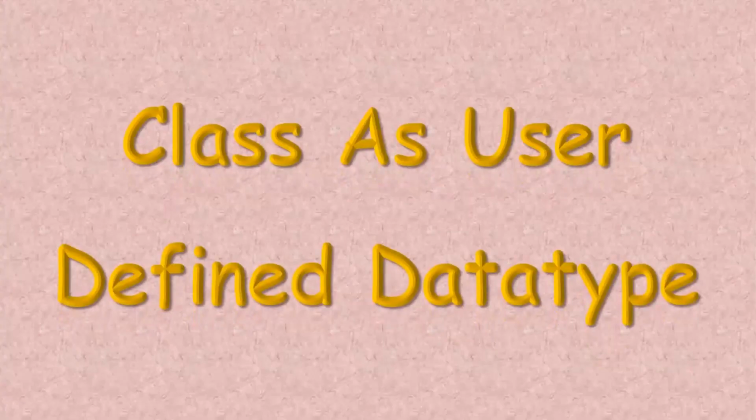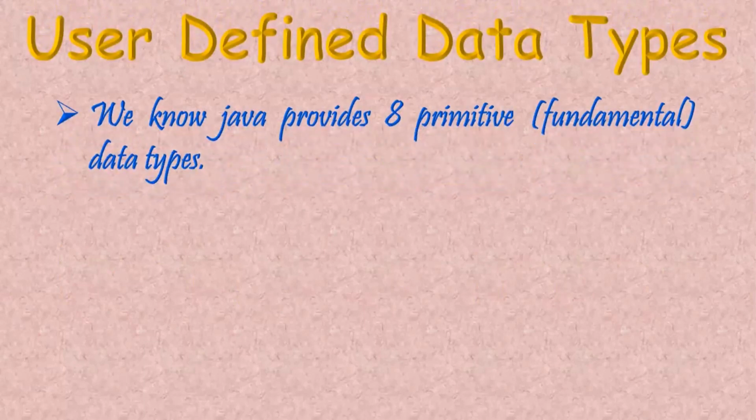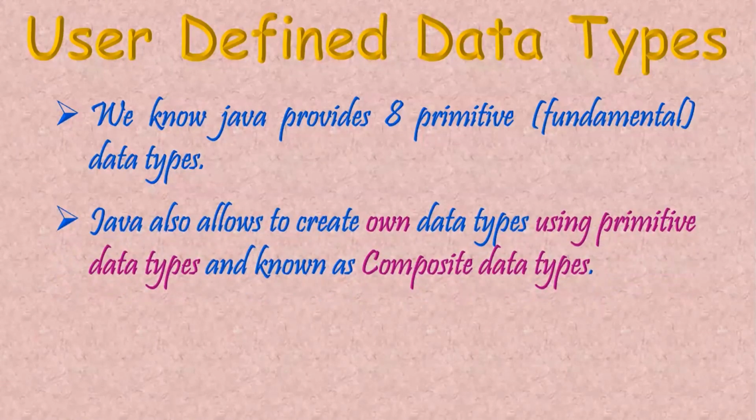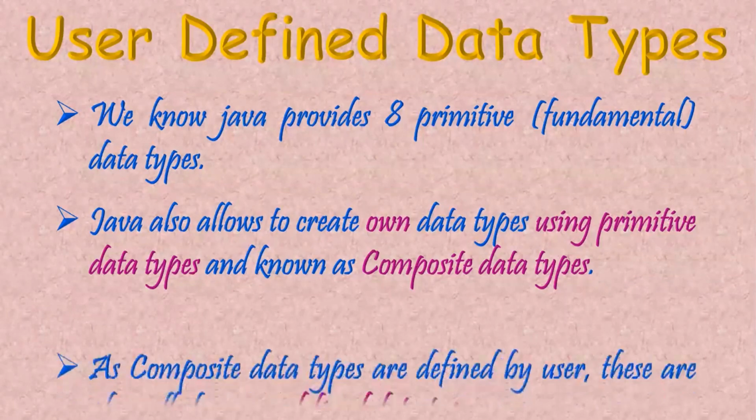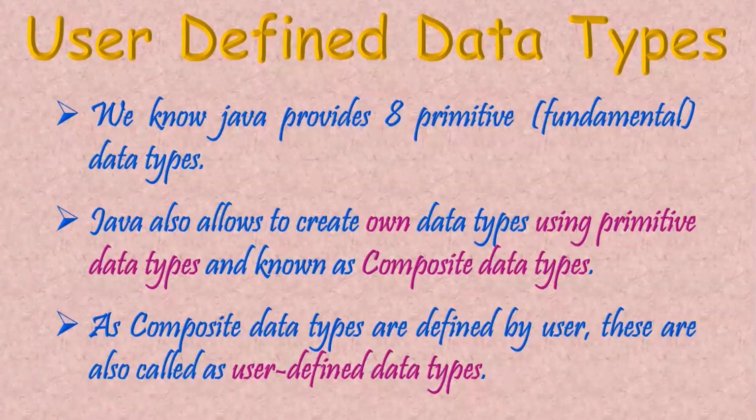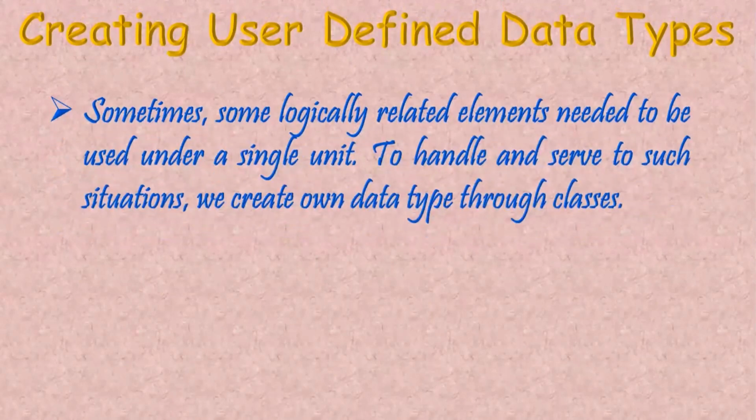How can we say a class is a user-defined data type? We know Java provides 8 primitive data types. These are fundamental data types. Java also allows us to create our own data types using primitive data types, and these are known as composite data types. As composite data types are defined by the user, these are also called user-defined data types.